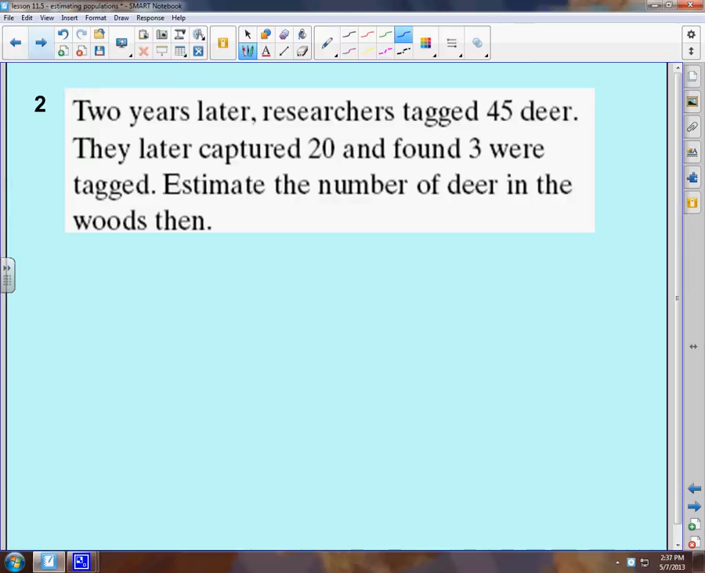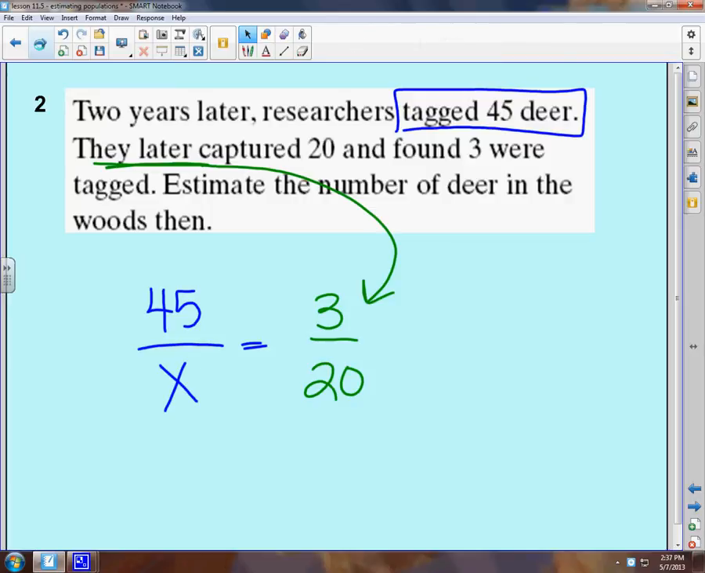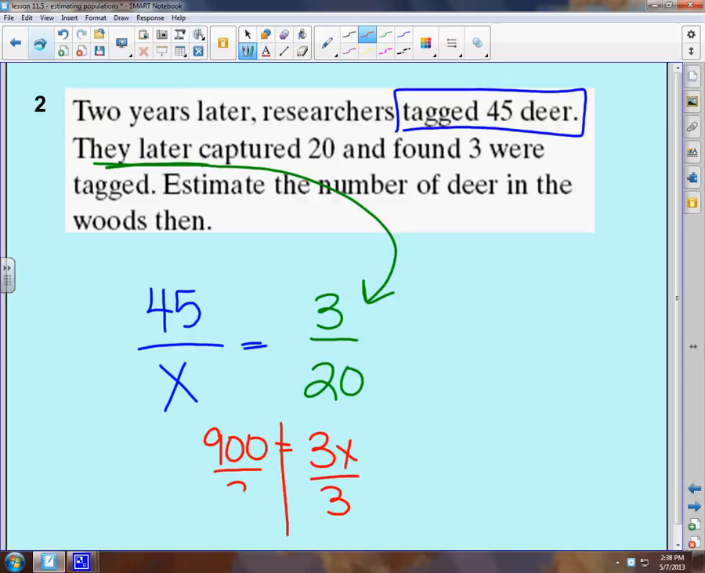All right, 2 years later, researchers tagged 45 deer. So here's how many they tagged, 45 out of the total. Then they later captured 20 and found 3 were tagged, so that's 3 out of 20. The later part goes together. Notice that the 20 and 3 go together because that was a whole later estimation that they took. So I'm going to do 45 times 20, and that equals 900 equals 3x. Then I divide by 3, so x equals 300.